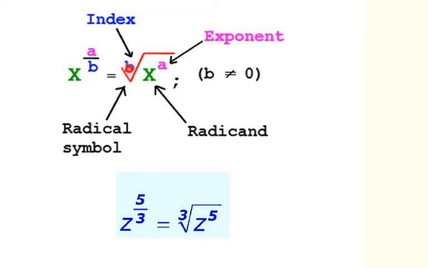And then if it has an index, so if that was a square root, it would be an invisible 2. If it was a cube root, it would be a 3. Fourth root, it would be a 4. And that's going to be the denominator. If I look here, as a fractional exponent, z is being raised to the 5/3. If I write that as a radical, that 5 is going to become the exponent underneath, and the 3 is going to become my index. That's just how you convert between them.